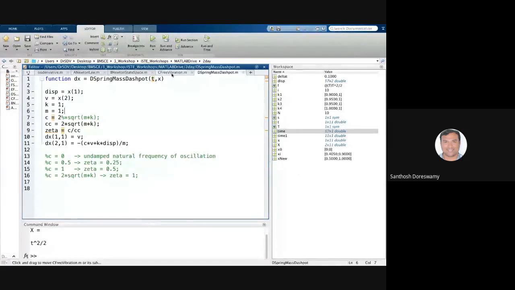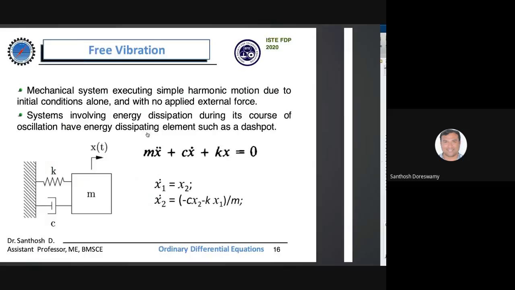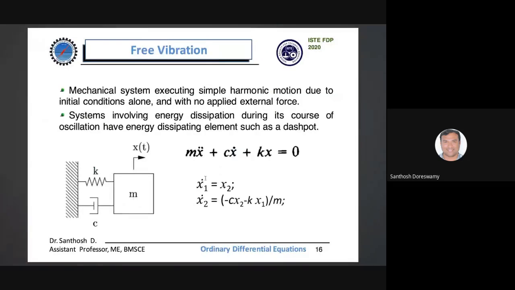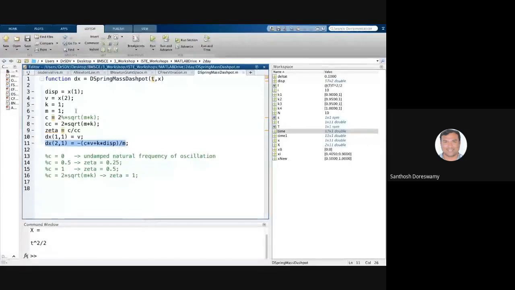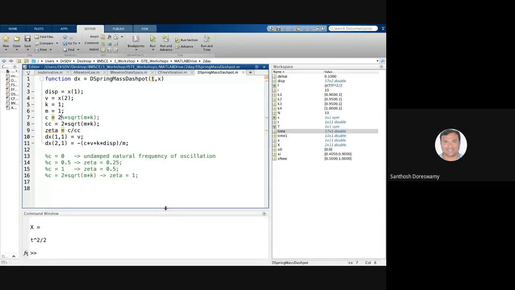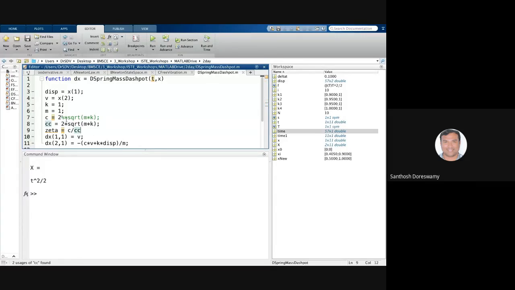Okay, so if you see this, the two first order differential equations that got established are written here. My first derivative of the displacement is velocity, that is what I've written. The second equation is what I explained before, which is minus C times X2 minus K times X1 divided by M. Now I'll take certain values of spring stiffness, mass, and C. I will have to vary C to see how the dissipation takes place for every oscillation of the mass. So these are the first two equations that I've coded up in the script.